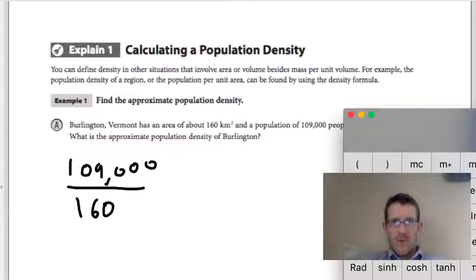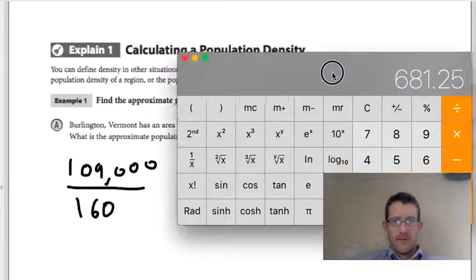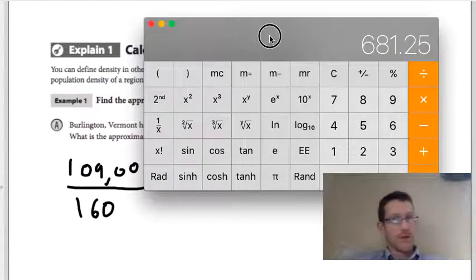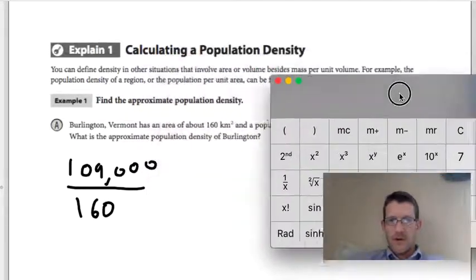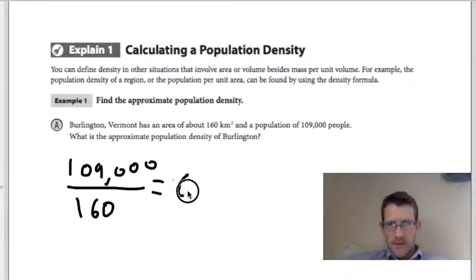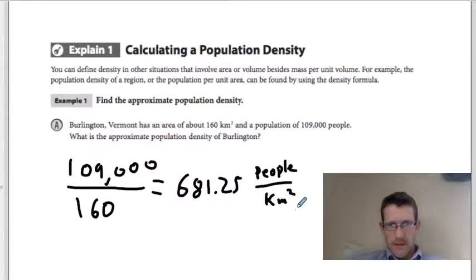681.25. And again, people are like, oh, you can't have a quarter of a person, but it's just a density, right? It doesn't mean that you're chopping up people. It's just on average, how many people are in an area. So that gives us 681.25, and the units on that are people, the thing, per area. So in this case, the area is square kilometers, kilometers squared. So that would be your population density.